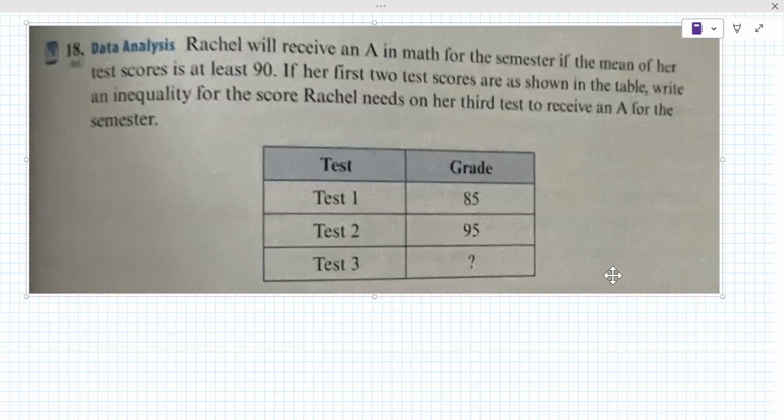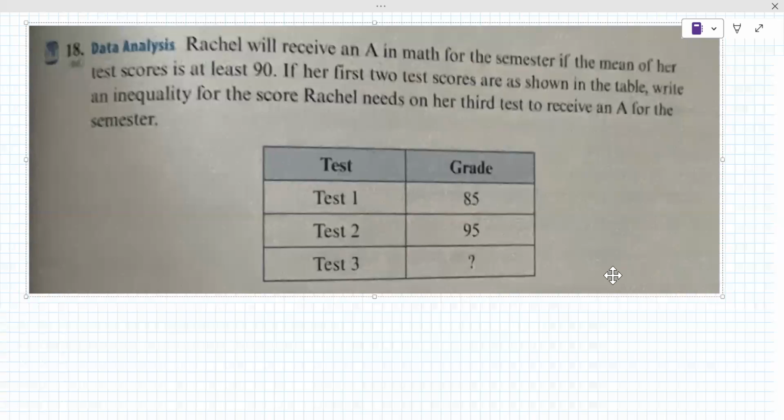Rachel will receive an A in her math for the semester if the mean of her test scores is at least 90. The first two test scores are as shown in the table. Write an inequality for the score Rachel needs on her third test to receive an A for the semester.